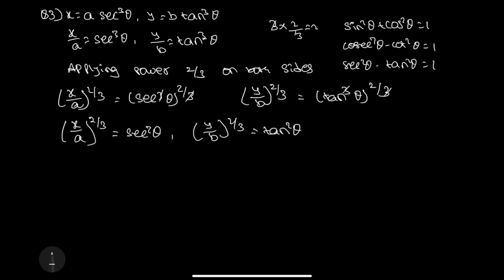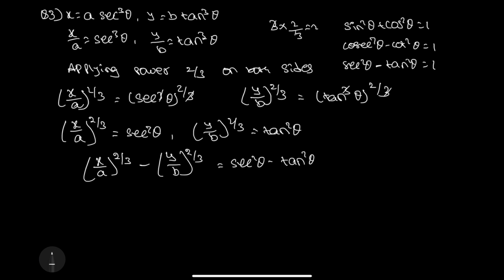And what is the relation between secant square and tan square? Here we have minus. So let's subtract these two values. We will get x by a whole power of 2 by 3 minus y by b whole power of 2 by 3 is equals to secant square theta minus tan square theta. And here we can replace this with our identity, which is 1. We'll get x by a whole power of 2 by 3 minus y by b whole power of 2 by 3 is equals to 1.